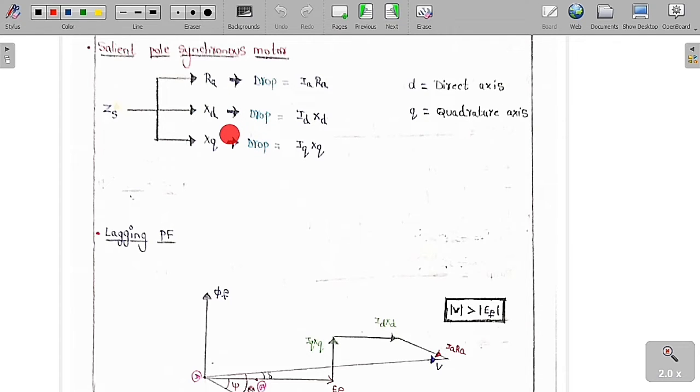XD is called the reactance in terms of the direct axis, and XQ is the reactance in terms of the quadrature axis. So XD means the reactance along the direct axis, and XQ means the reactance along the quadrature axis.